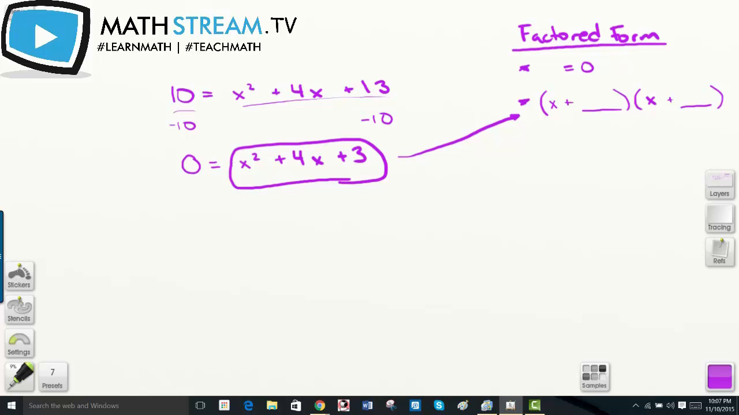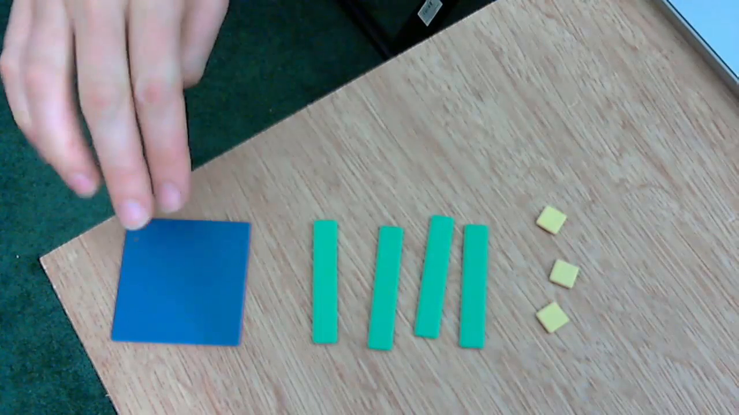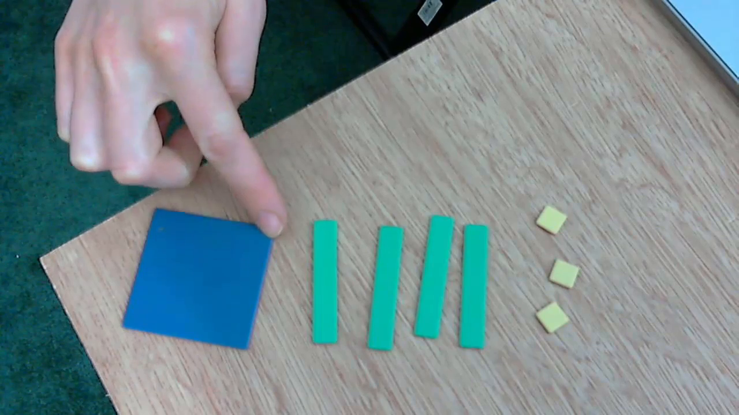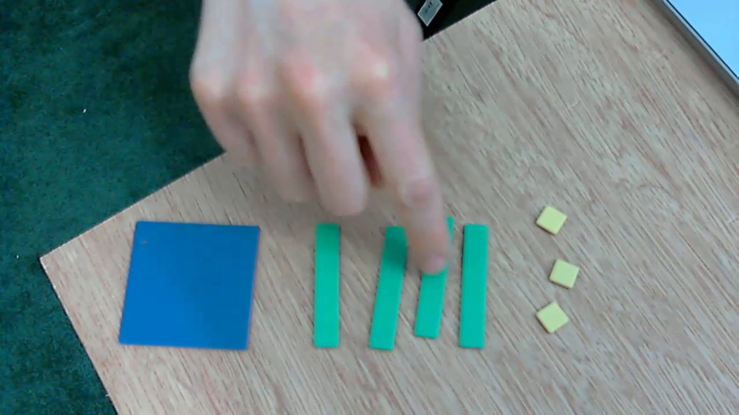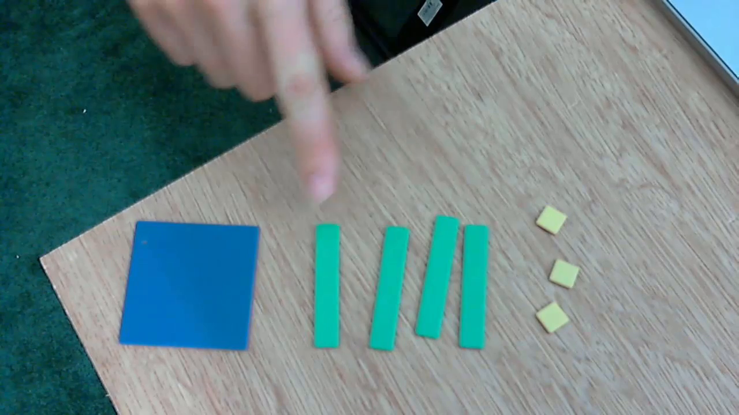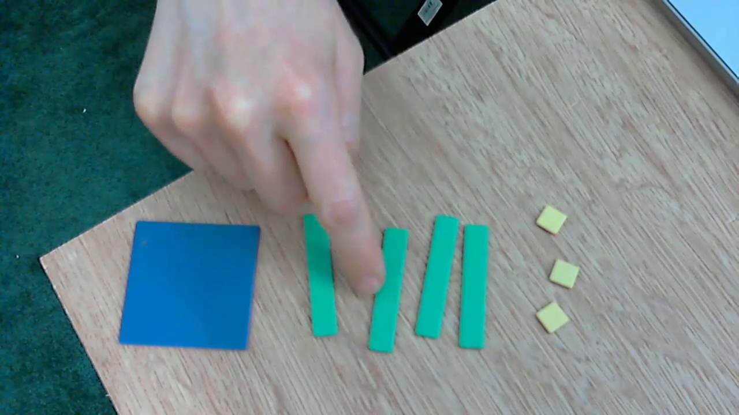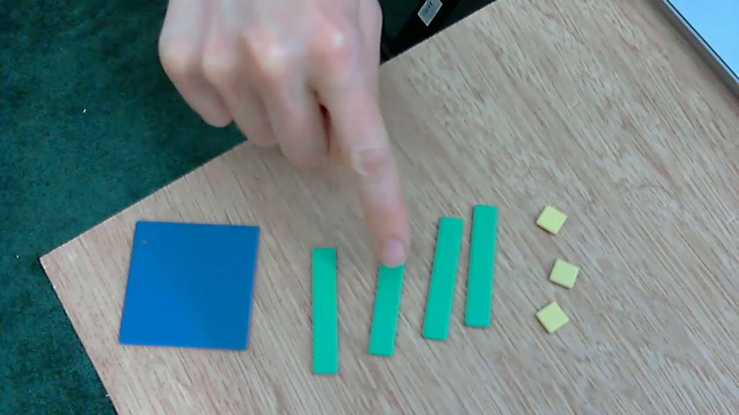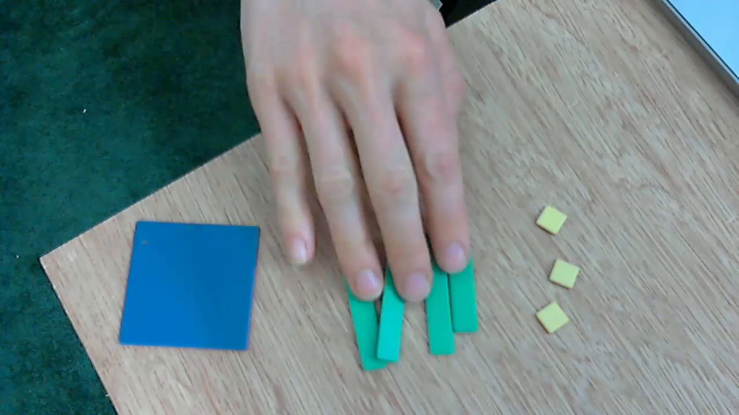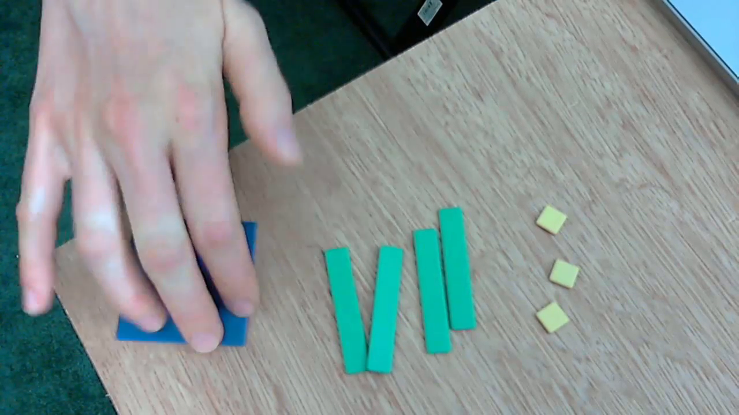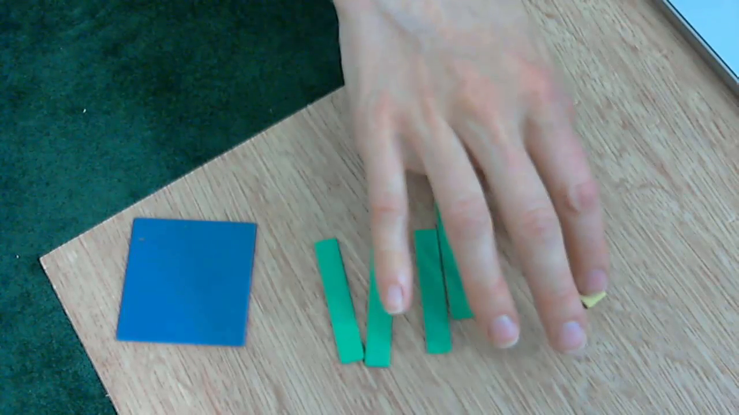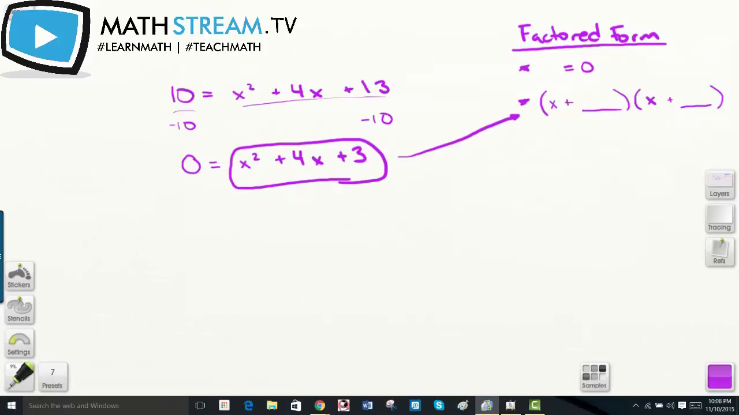Here's how I'm going to represent that. This is my x squared. We're going to call this length x by x, just like in the picture. We're going to call these just 1x. So this is x by 1, x by 1, x by 1, x by 1. They're each worth 1x, so this is worth 4 x's. So x squared plus 4 x's plus 3. 1, 2, 3. And again, that's what we have here: x squared plus 4x plus 3.